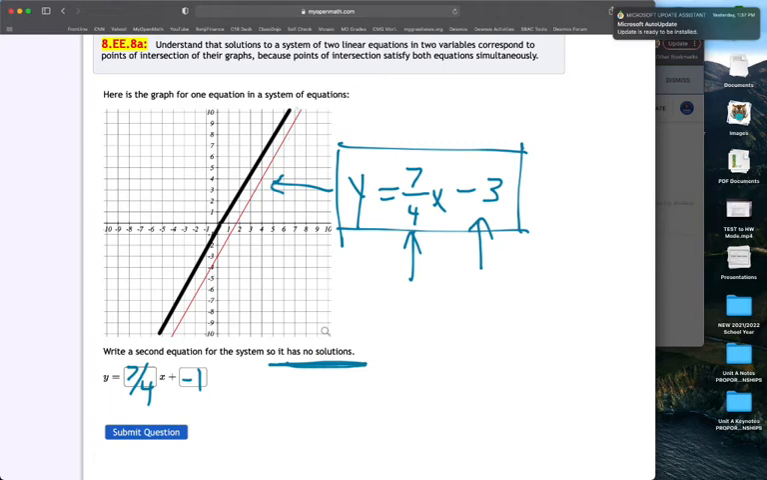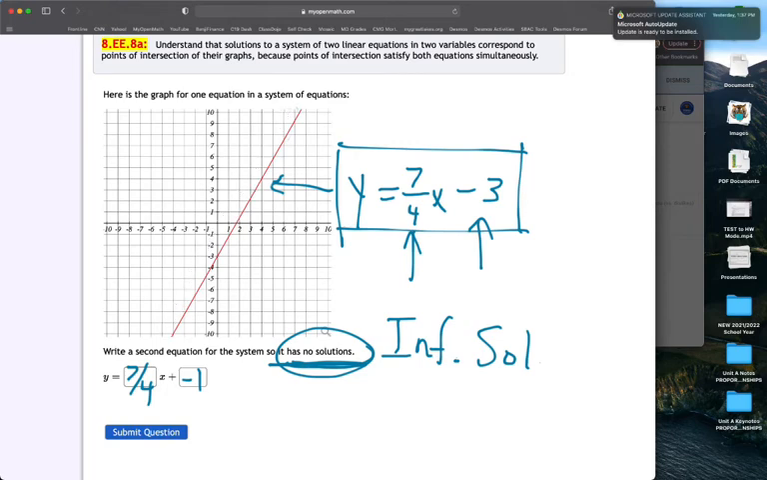If we were asked instead for infinitely many solutions, then we would need these two graphs to be identical to each other. They would have to be exactly the same line. So just be aware of that if you happen to see a problem like this.